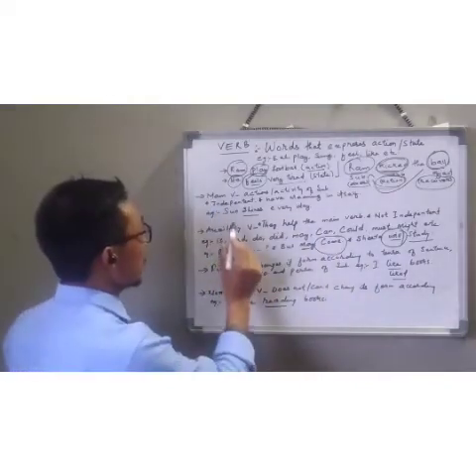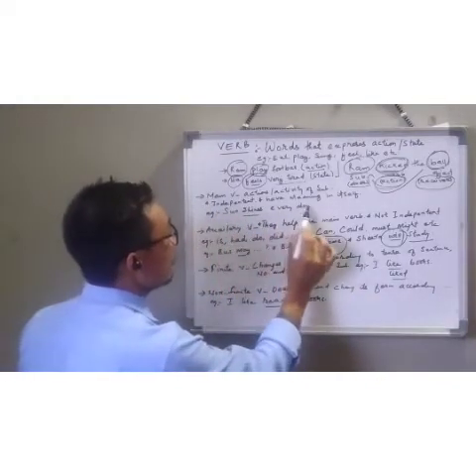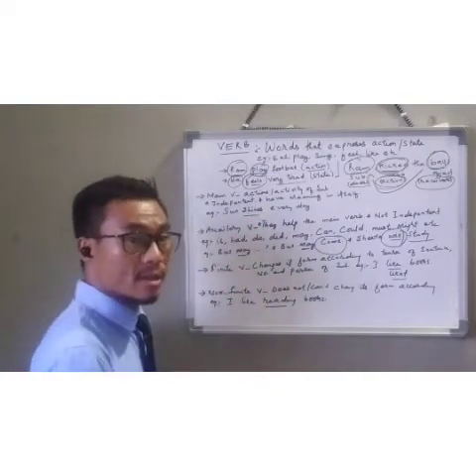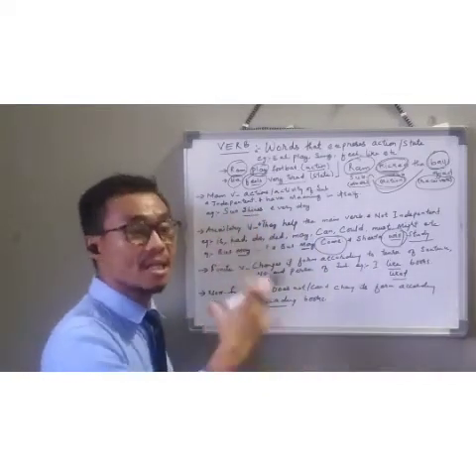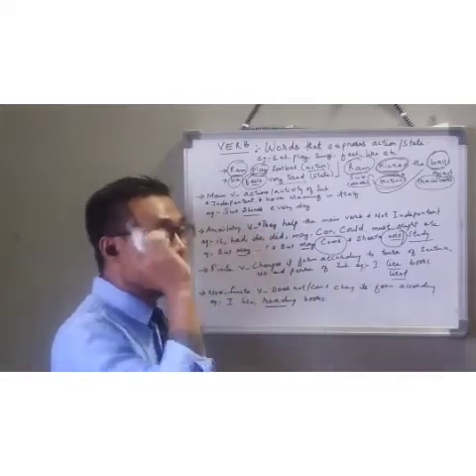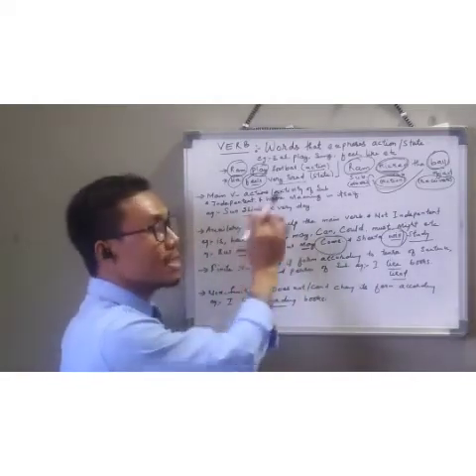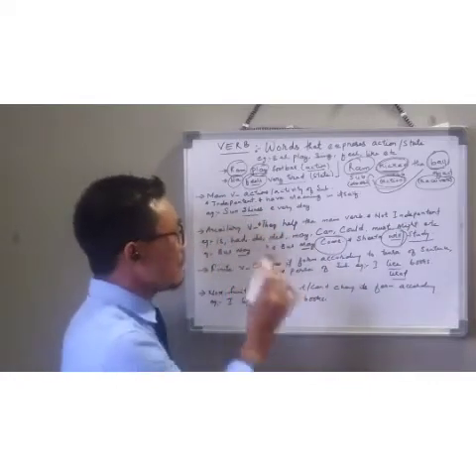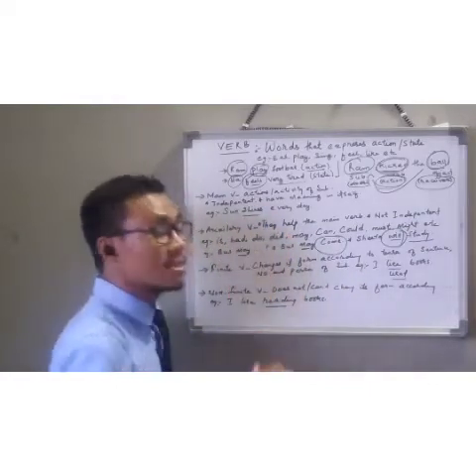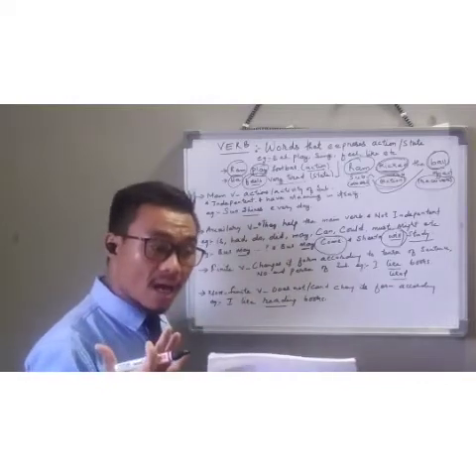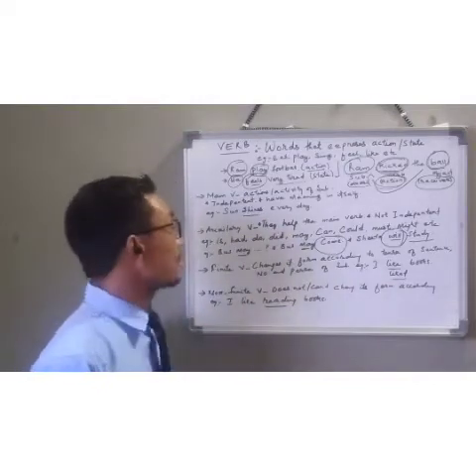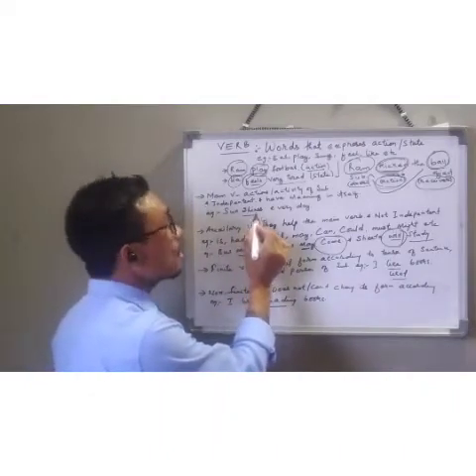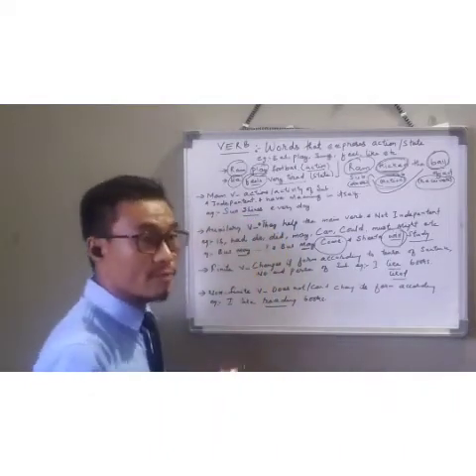Let us see the example. Sun shines every day. This verb shines is independent. It already has a meaning in itself. It does not need another verb to make the meaning complete. The word shines is a verb. So this kind of verb that stands independently is called a main verb.